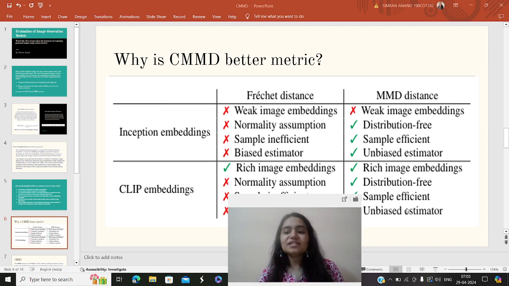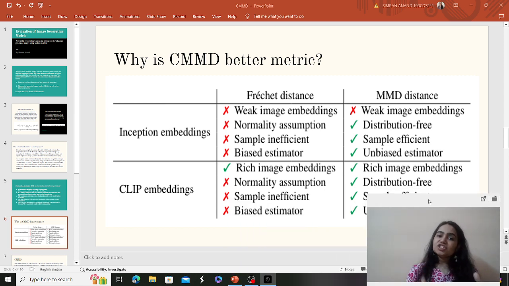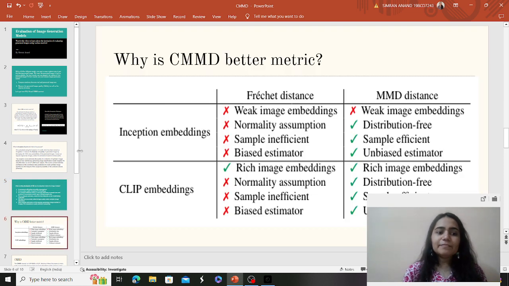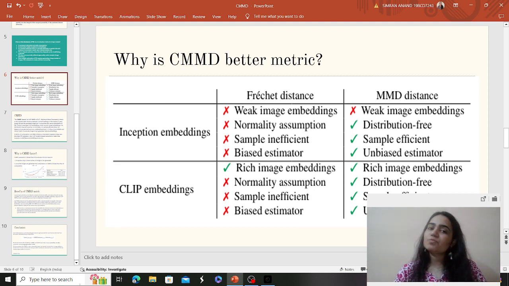Then it's sample efficient and an unbiased estimator. We do not have anything depending on the sample size. Even if you make changes to the sample size, it is model agnostic. It does not depend on the model being used. That was a very major drawback of the previous FID, where we have seen that it's a biased estimate, where bias depends on the model being evaluated. We don't want the bias to depend on the model, right? And regardless of the sample size, it should give us proper results, but that is not happening in FID. Hence, CMMD can be leveraged for evaluating image generation models in a better way.